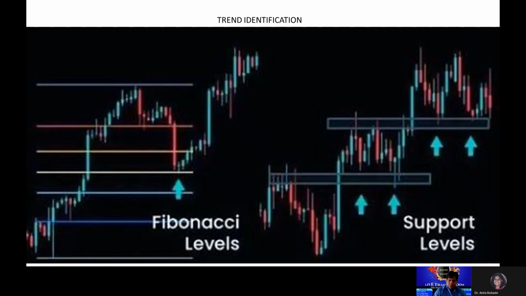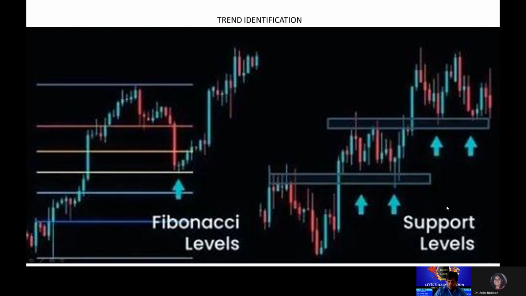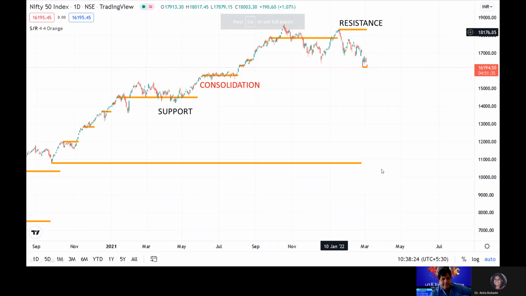Okay, let's talk about these charts. Trend identification, Fibonacci levels, and the support levels. Okay, what do you mean by support? Support is basically when the stocks take support at the baseline levels. If the supports are broken, the stock price will fall down. In case it takes support and bounces back, it's going to go up.